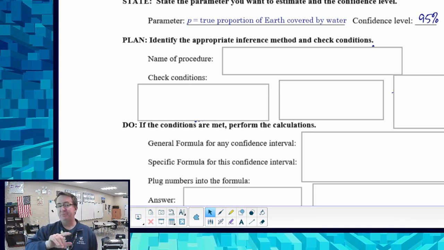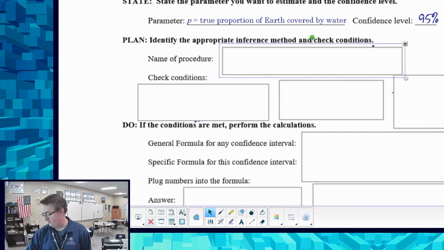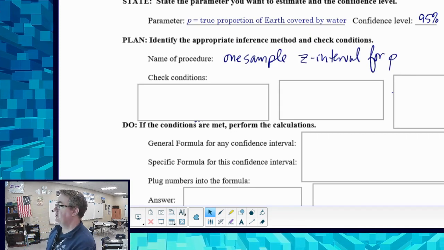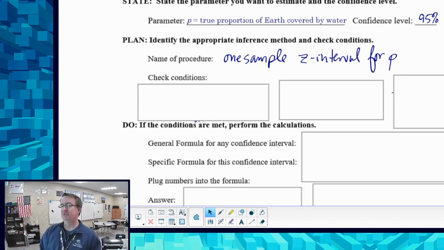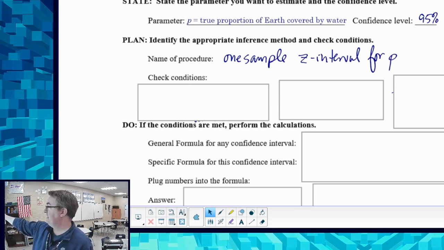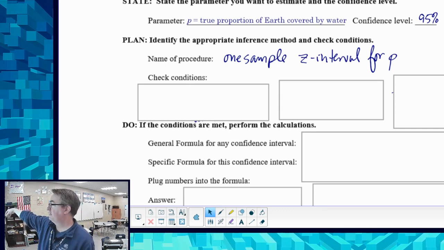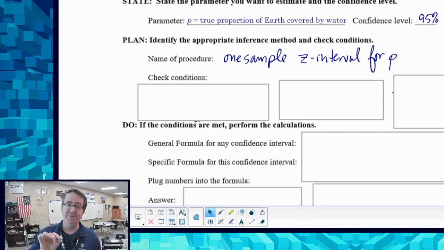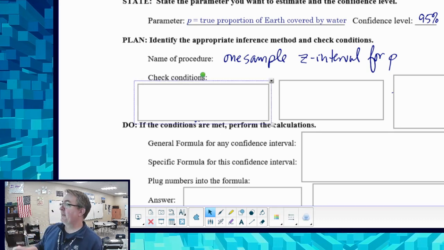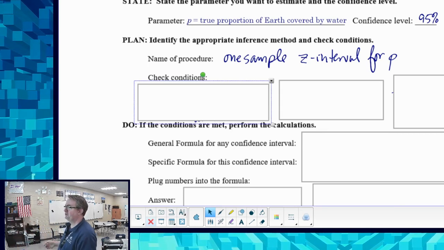Now, we need to name the procedure. This is one of the things that you need to do in order to get full credit. And either you do it by name or by formula, so we want to make sure you do both, just in case you forget one. So we are doing a one sample Z interval for P. One sample because we just took one sample. Z interval, we're going to talk about eventually when we do means, a different type of interval called a T interval. So we're using the Z tables, and for P because we're doing a proportion. So one sample, Z interval for P. And this is all part of the plan section. I forgot to say that. What type of teacher am I? I don't know. So you're going to name what it is.